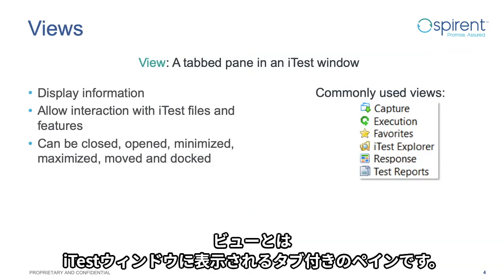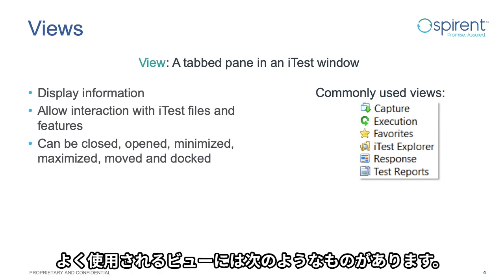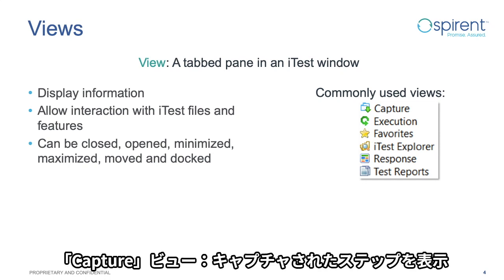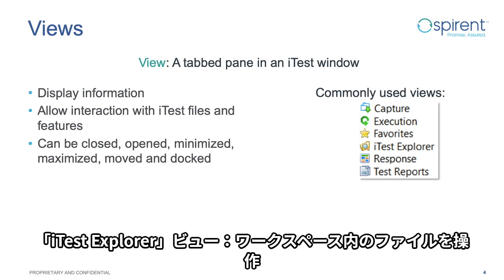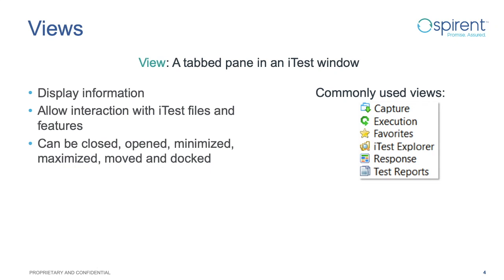A view is a tabbed pane you'll see in an iTest window. An iTest window will usually show multiple views. Some commonly used views are the Capture view, where you can see captured steps, the iTest Explorer view, where you can interact with the files in your workspace, and the Response view, where you can see responses to test steps.